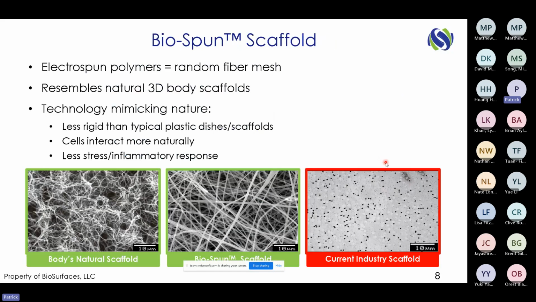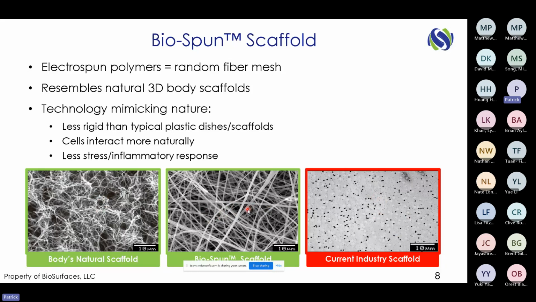Okay, so now, as we mentioned, this process results in formation of a nanofiber mesh, which is shown here in the middle photo, compared on the left to the body's natural extracellular matrix. And we can see that the nanofiber mesh much more closely resembles the natural 3D scaffold compared to, on the right side, an example of a polyester film-based scaffold with the track-etched pores, which is the industry standard. So again, compared to the typical industry standard, these electrospun meshes are far less rigid.